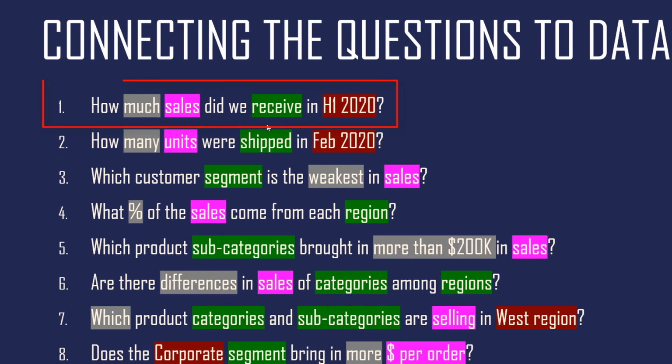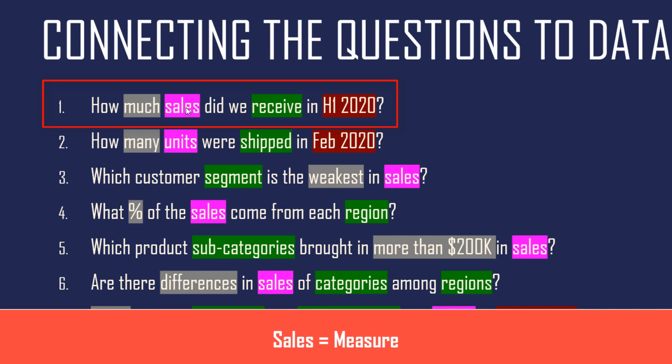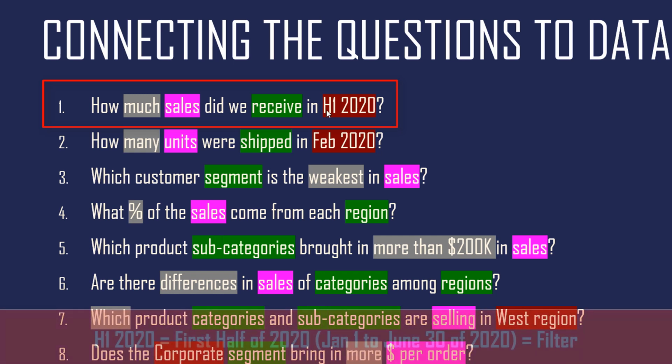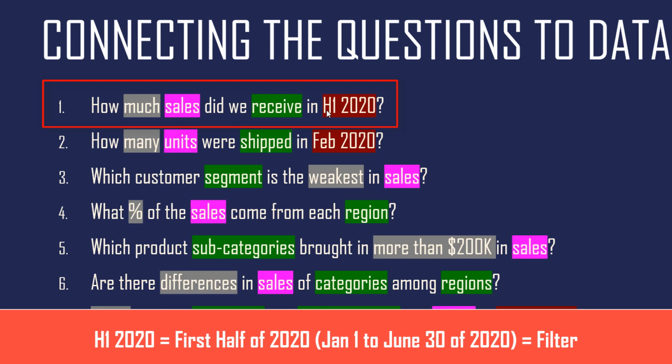How much sales did we receive in first half of 2020? So here sales is what we are measuring. So that's the measure, that's very clear. H1 2020 is the filter, because we are saying in the first half of 2020, we need to know how much sales it is. So that's a filter.